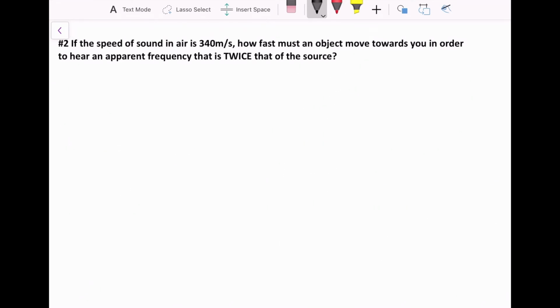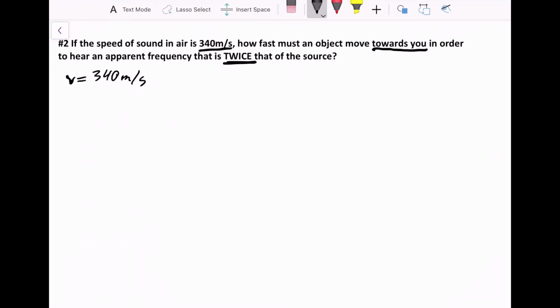We've got a second example here dealing with the Doppler effect. In this case, we're told the speed of sound in air is 340 meters per second. I'll just write that down. And we're asked, how fast must an object move towards you? So again, that's key, it's moving towards us, in order to hear an apparent frequency that is twice that of the source. So this question is a little bit trickier for a couple of reasons.